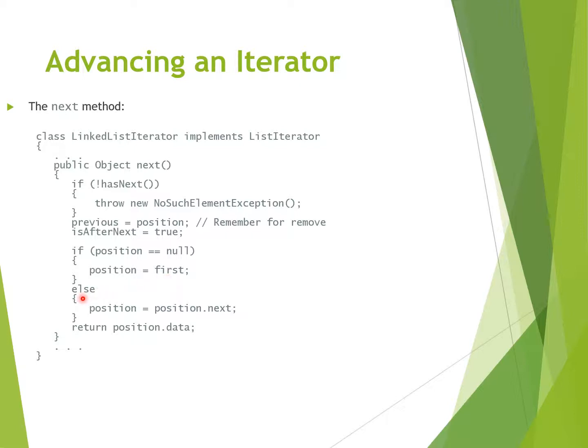If position is not null, which means that this is not the first time that we are calling next, position has to refer to position dot next. So we have to advance the iterator. And finally, we have to return position dot data, which is the element that is stored inside the node that position refers to after being advanced.